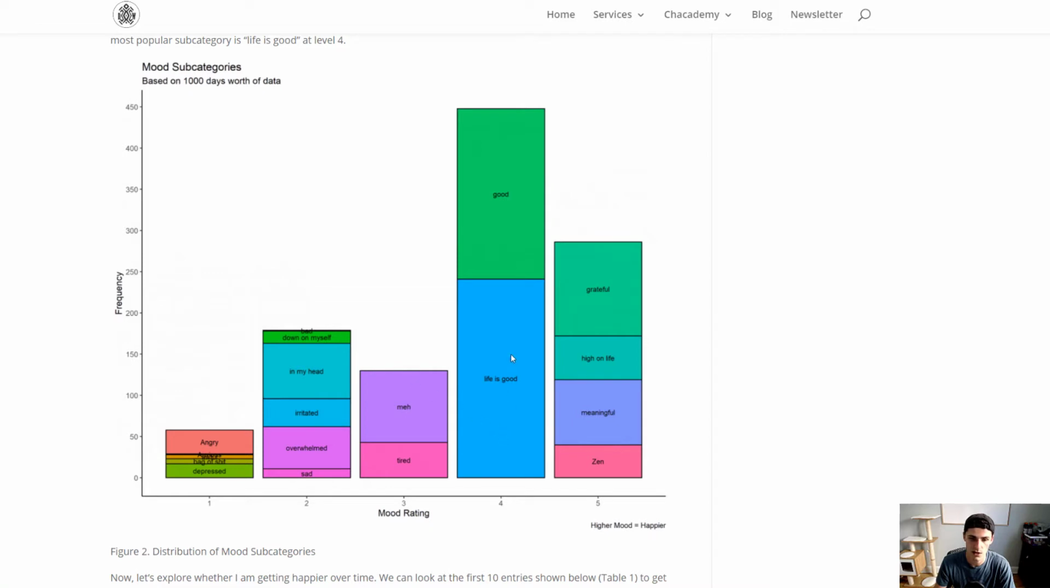You can see, for example, that there's a little bit more "life is good" than just "good." There's more grateful and meaningful days than Zen days. There's more mad and tired days. And angry is the one that dominates my one category. So you can go look at the subcategories if you want, but that's just to dig a little deeper. The big picture is what we're interested in, like the skewness on which side.